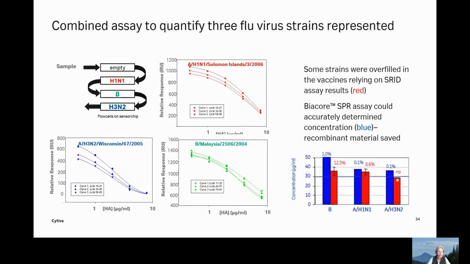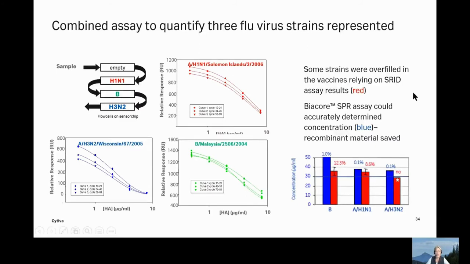Here you see a combined assay to quantify 3 flu virus strains at a time, as represented in a vaccine dose. So the setup was as follows. You have one empty flow cell for control, and then on these 3 flow cells, the different virus strain antigens were immobilized. The vaccine sample was then passed over all flow cells in a row, and you got these inhibition curves for the standards in parallel.